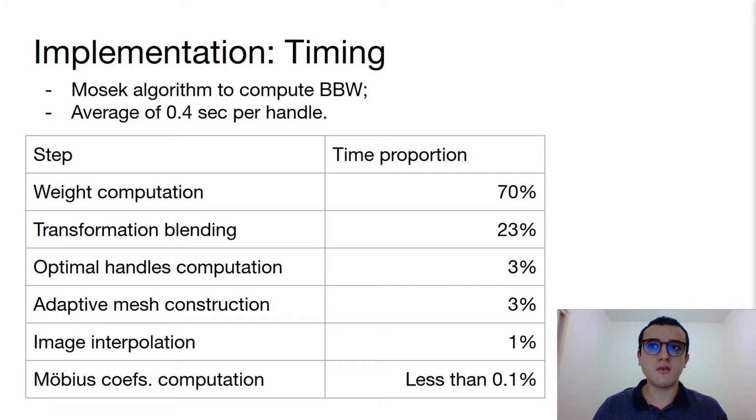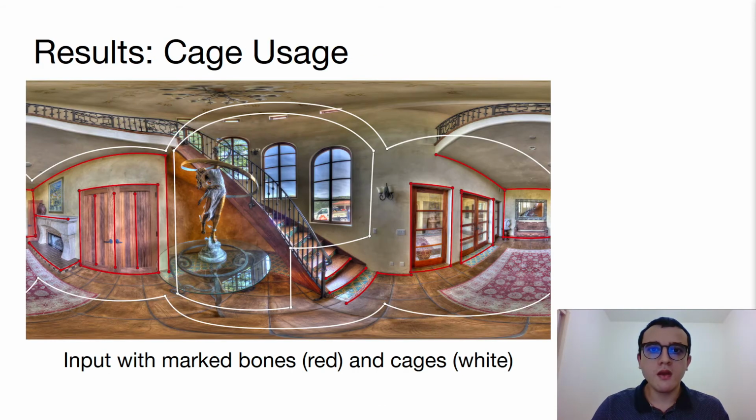The other steps of our method include the optimal handles computation and adaptive mesh construction, both taking 3% of the time, and final image interpolation with 1% of time, and the Möbius transformation coefficients that take negligible time to be computed. Using the versatility of the bounded biharmonic weights, we can define regions that should not move using spherical cages.